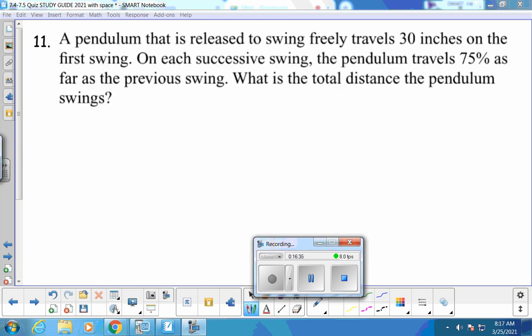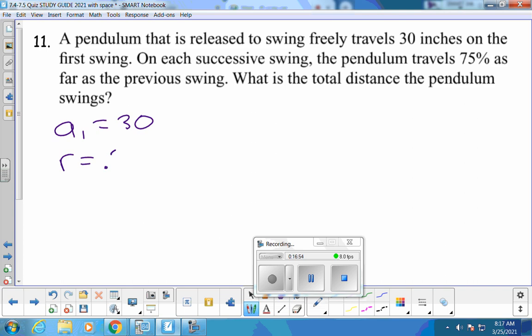A pendulum is released to swing freely, travels 30 inches in the first swing. That's going to be like our A1. On each successive swing, the pendulum travels 75% as far as the previous swing. Do you think it's going to be a 0.75 or 0.25 that we're going to want to use? You're right. So our 0.75 is going to be our constant multiplier.